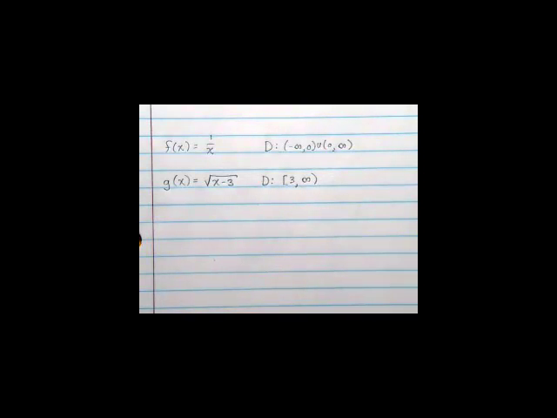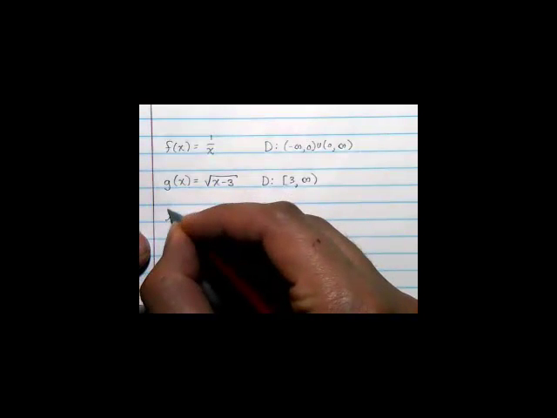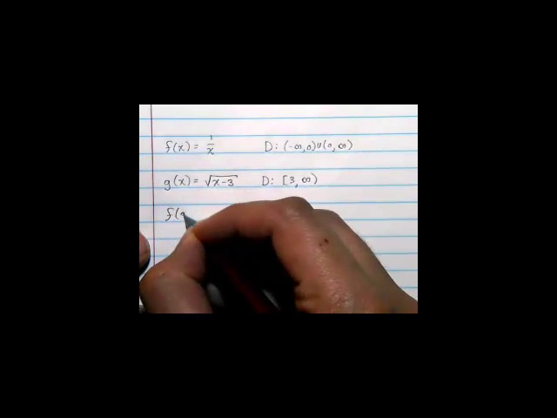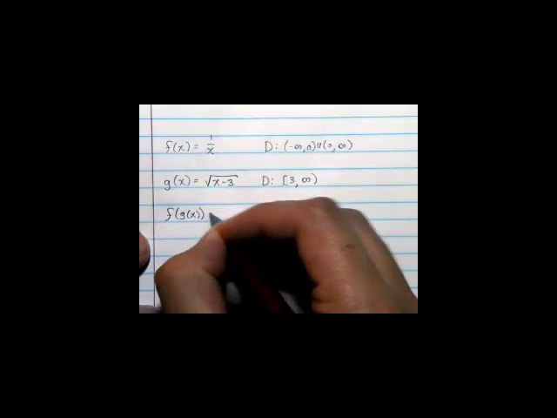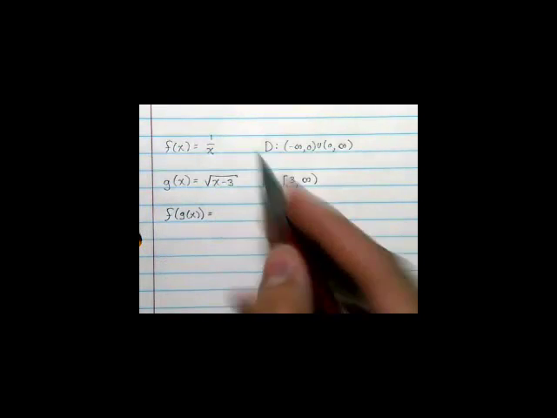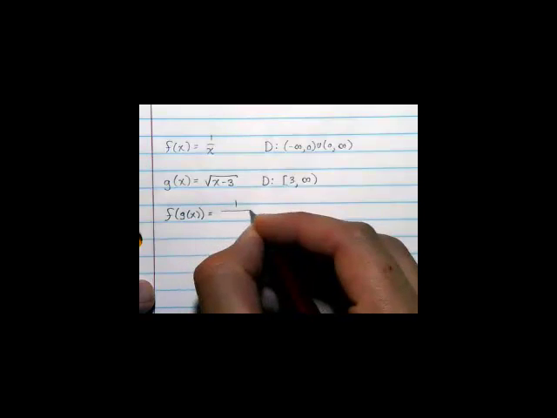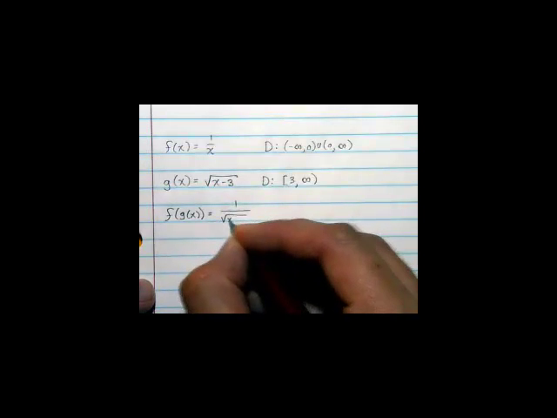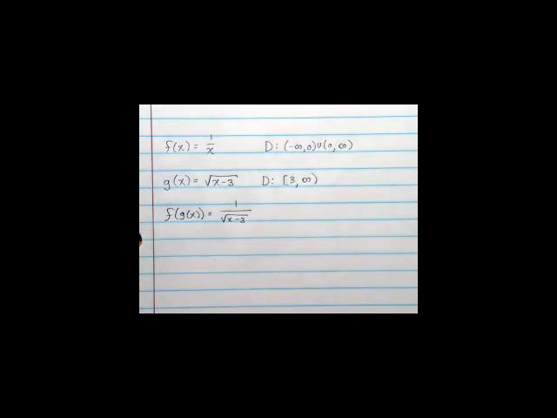Okay, so let's try composition work here. How about f of g of x? I'm going to dump g into f. So 1 over the square root of x minus 3. That's where I'm at before I simplify. Can I simplify on this one? Not really. If I wanted to rationalize the denominator, okay, but it's not really anything you need to do. So we can just analyze it right here.